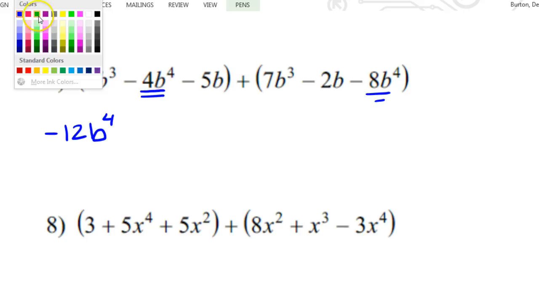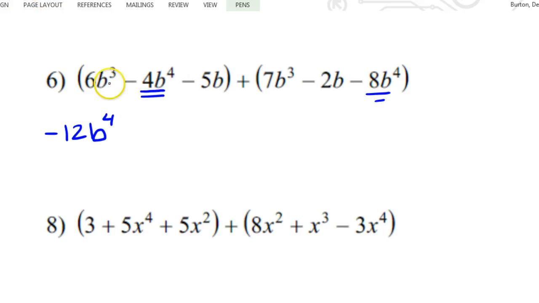Okay, from quartic I will drop down to cubic. So I've got cubic here and here. Alright, 6 and 7 make 13, so that's going to be plus 13 b to the 3rd power. Alright, are there any quadratic, meaning squared? No, there are no quadratic. Okay, what about linear, meaning just plain b? Well, yeah, I see 2 of those. They are here. -5 and -2 make -7. So that'll make -7b.